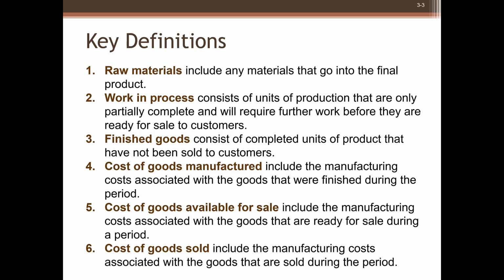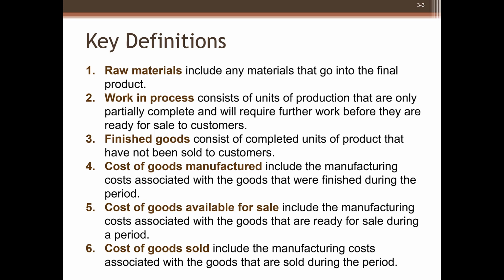Number 4, cost of goods manufactured. Cost of goods manufactured includes manufacturing costs associated with goods which are finished during the period. Number 5, cost of goods available for sale. Cost of goods available for sale include manufacturing costs associated with goods which are ready for sale during the period.